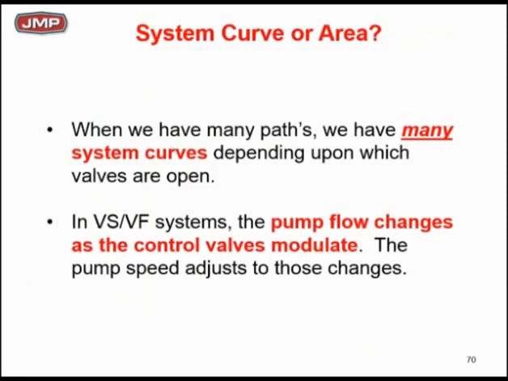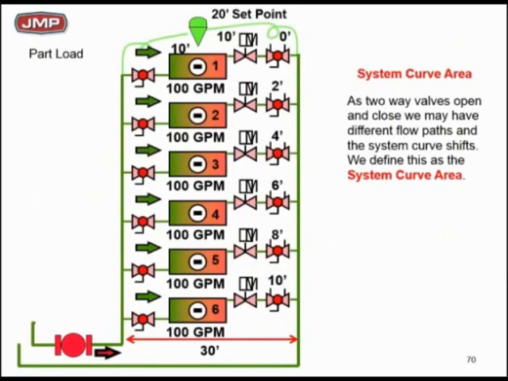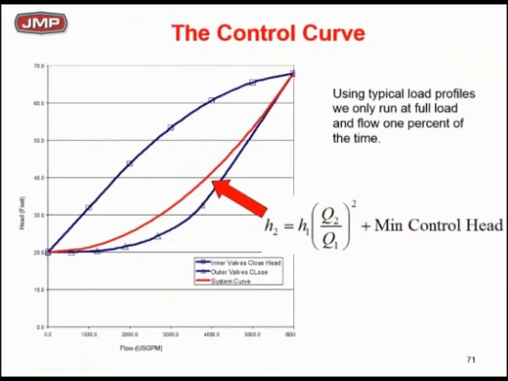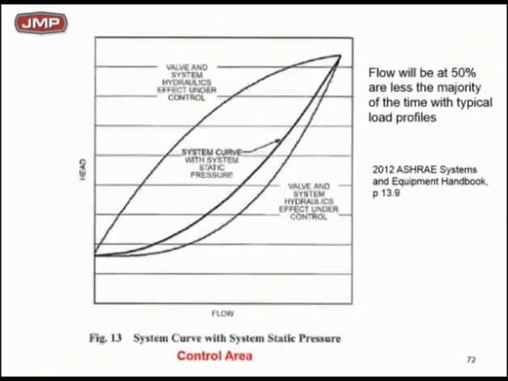So what we're telling you is system curves have many paths and many areas that we've got to deal with as the two-way valves move back and forth. Let's plot it on a curve here so you can see. This is right out of ASHRAE Handbook 2012, Figure 13, and ASHRAE calls it a control area. It's not my definition. This is ASHRAE's definition.